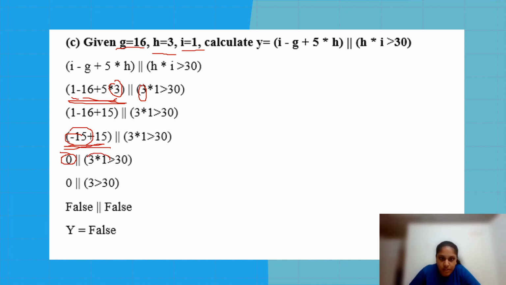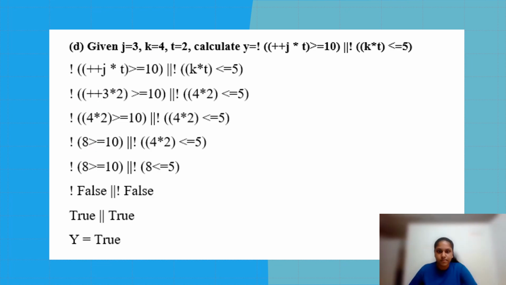We solve the multiplication first. 3 times 1 will get 3, and then 3 is less than 0, which is false. So 0 or 3 is less than 0 is false or false. So y equals false. Question D, J equals 3, K equals 4, T equals 2. We substitute J with 3, K with 4 and T with 2.